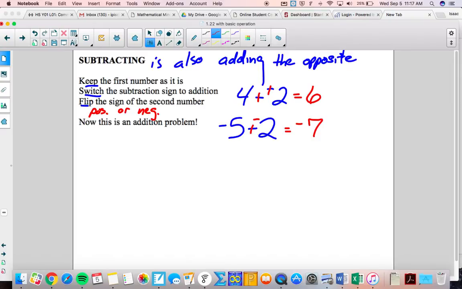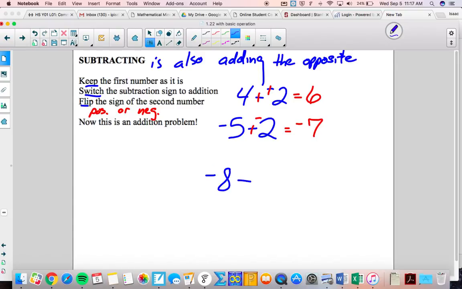If you were to type in what I originally had written down here, negative 5 minus 2, in a calculator, let's remove both of those. This is what I had originally. It would say negative 7. That's the answer. But if we keep, switch, flip, it makes doing the mental math or the conceptual math much easier. Let's do one last one.